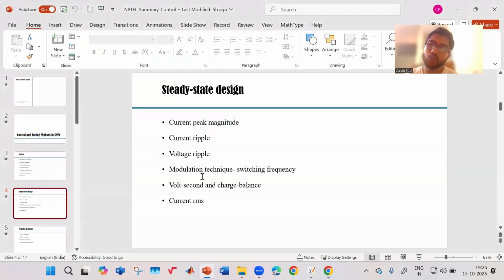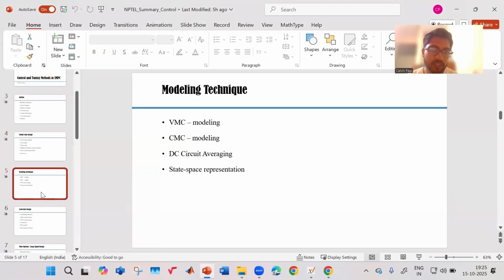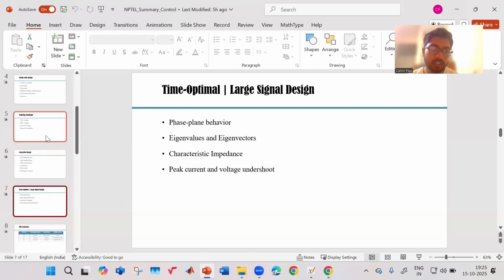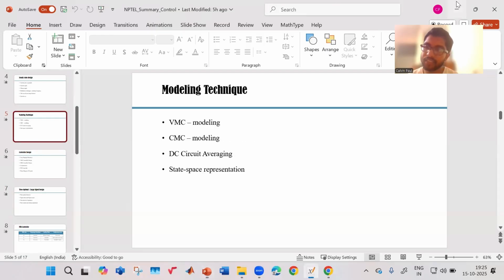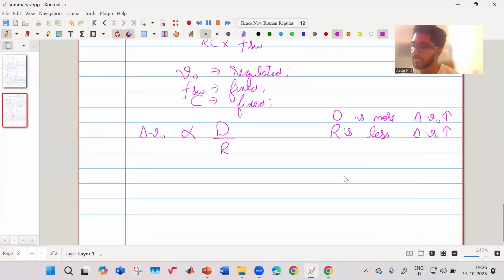Let's proceed further. Volt second we have taught, charge balance also we have seen. Modulation technique, okay, we'll see modulation technique. Modeling technique, controller design. Okay, I have not included modulation technique. I'll talk a little bit about modulation technique.